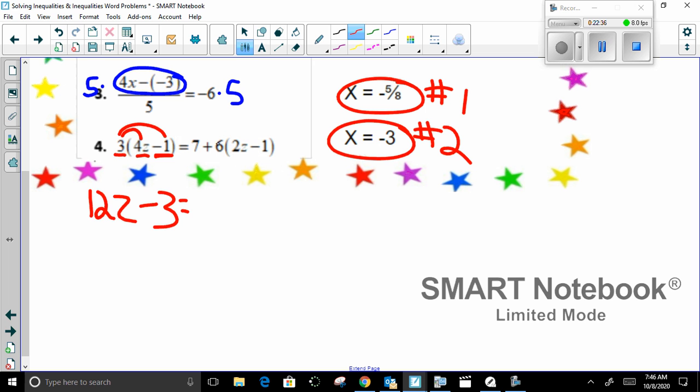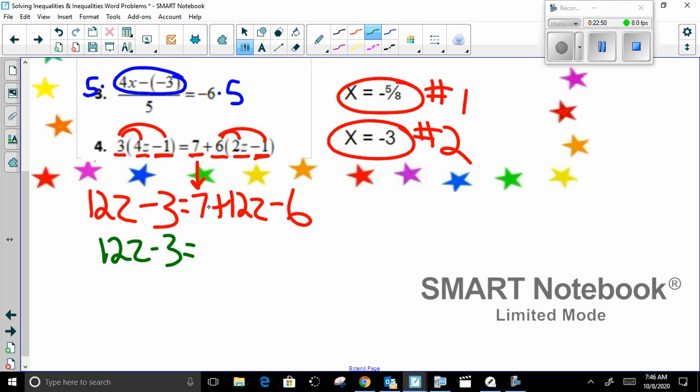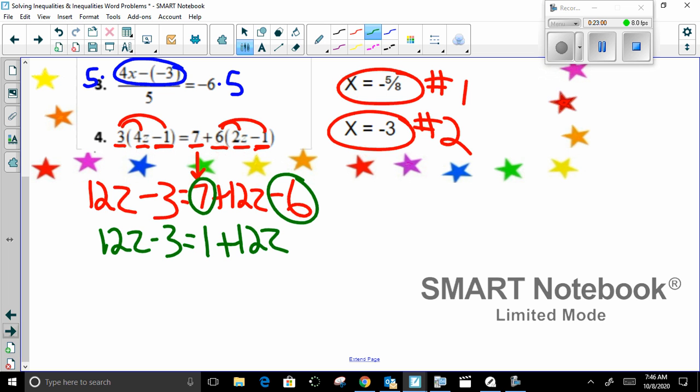Over on the right, it looks like I'm distributing a 6. So bring down my 7, distribute the 6. 6 times 2z is 12z. 6 times negative 1 is negative 6. I don't see like terms on the left, so I'm going to leave it. I do see like terms on the right. 7 minus 6 is 1. All right, so I combined my like terms. Now it looks like I have variables on both sides.